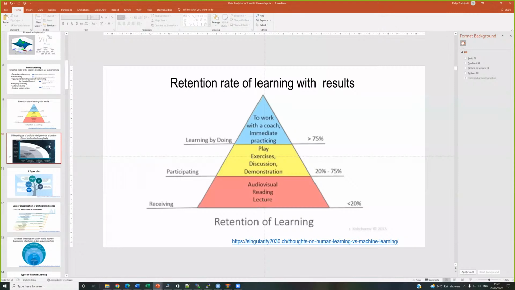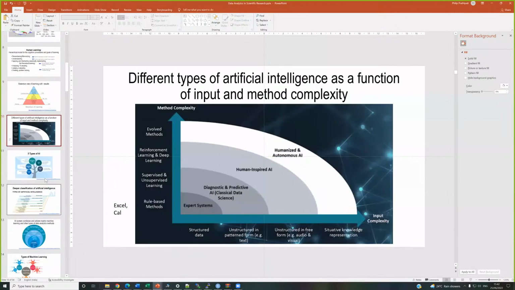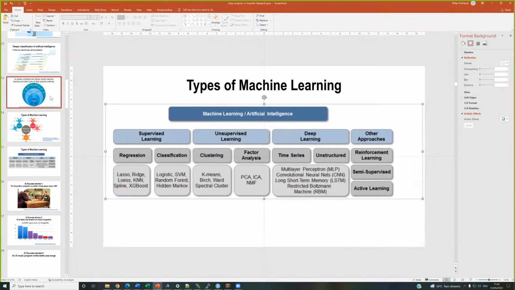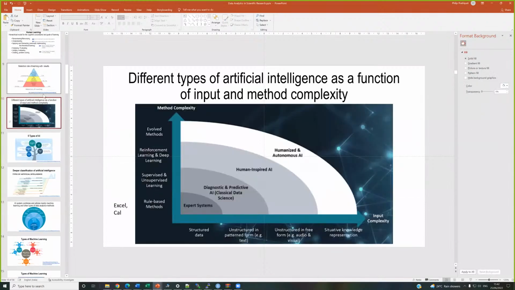Okay, so now we'll not go into all of these, because I didn't cover all of them. These are some of the major ones.